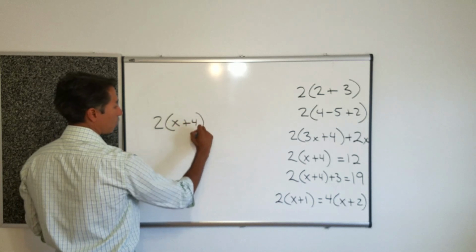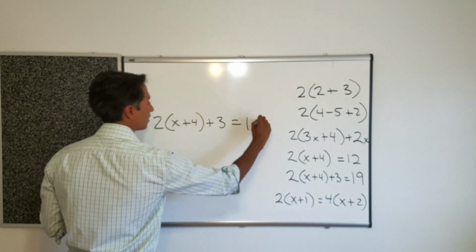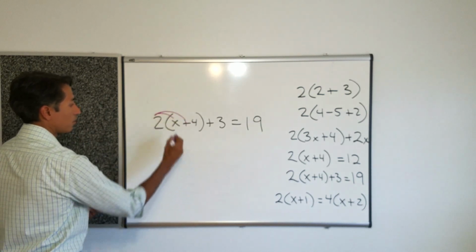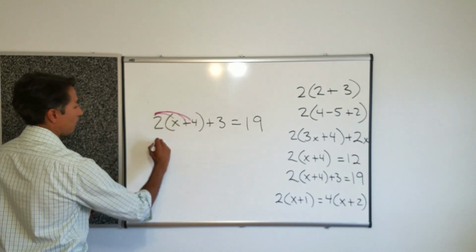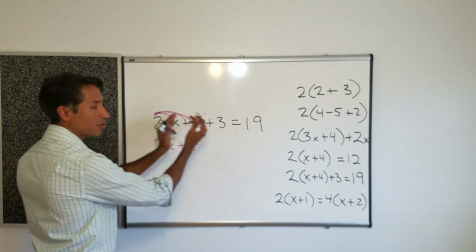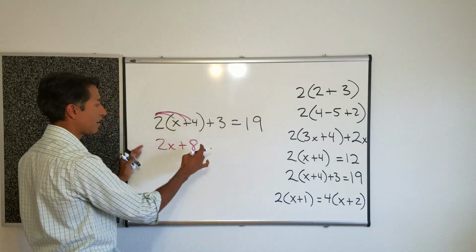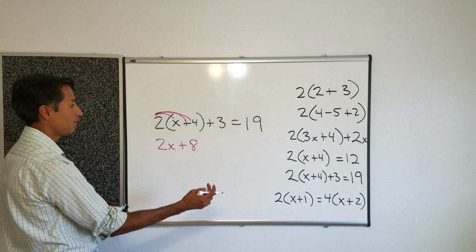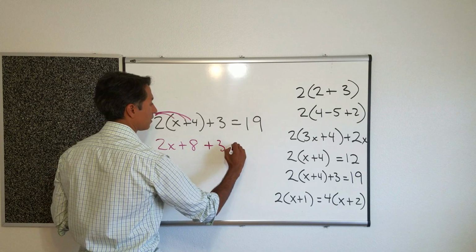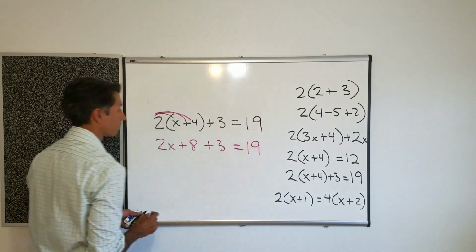2 times (x plus 4) plus 3 equals 19. Okay, again, distribute, and we get 2x plus 8. Again, I'm not writing everything in little bubbles anymore. You should understand that. And if I'm going too fast, just pause the video. Let's see here. We have plus 3 equals 19.